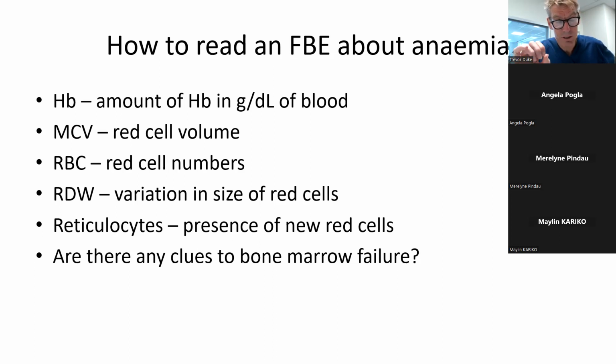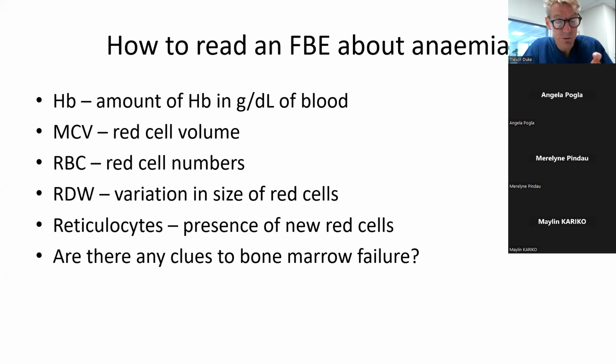You then should look at the RBC, which is the red cell numbers, not the volume of the red cells or the amount of hemoglobin, but the actual number of red cells that can be seen per ml of blood. Then you next should look at what's called the RDW, the red cell distribution width. And these four parameters, hemoglobin, MCV, RBC, and RDW, are on almost all full blood examinations, but we often don't look beyond the hemoglobin. But I want you to try to look at all these four parameters, because from those four parameters, you can tell a lot about what the underlying cause of the anemia is.